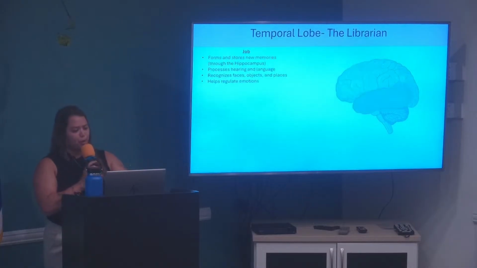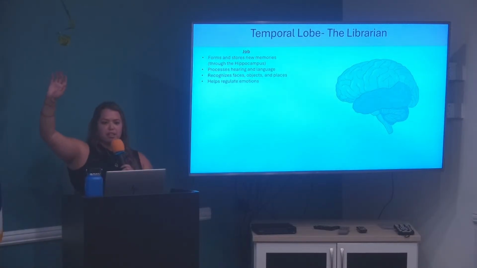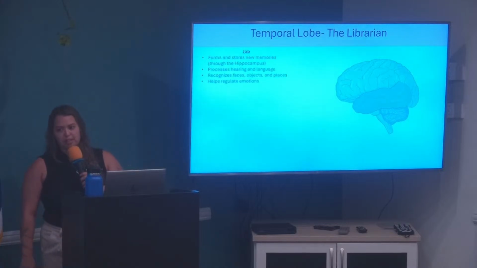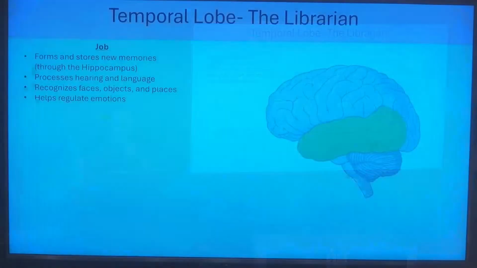All right, we can go into the temporal lobe. I call this the librarian. Has anybody heard of the hippocampus? Anyone? Yeah. So in Latin, it means seahorse. I know, fun fact, tell your friends. What it does, it's your memory center. So everything you learn gets processed in this part, and that's what creates your memories.